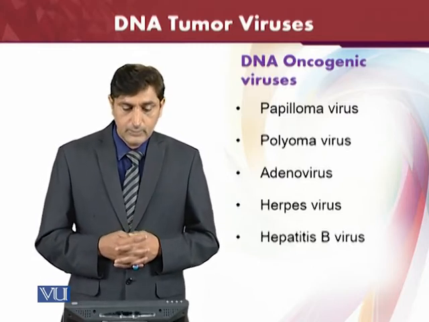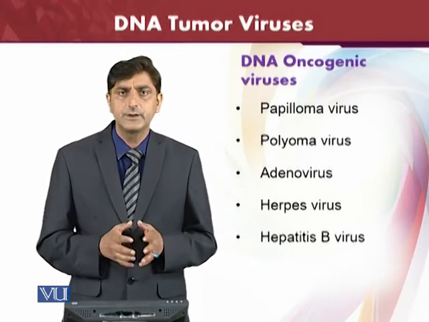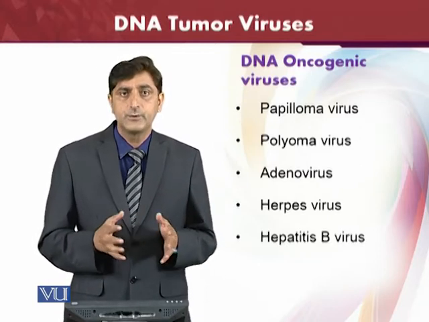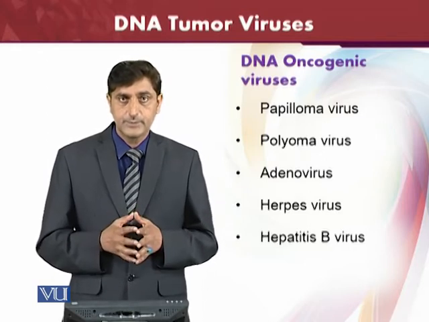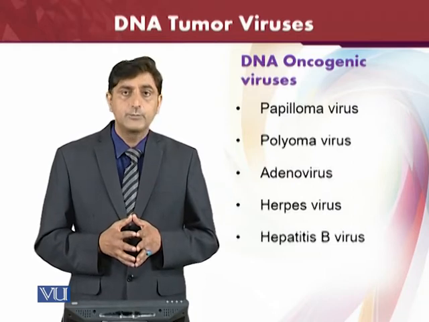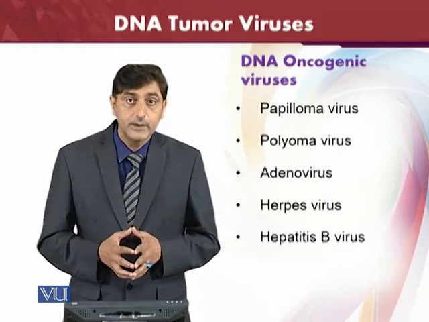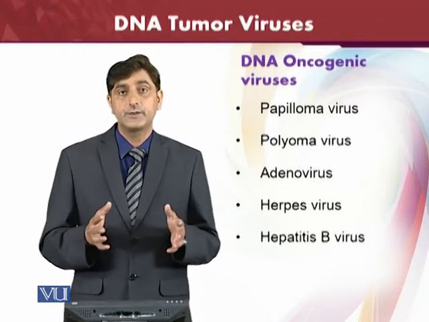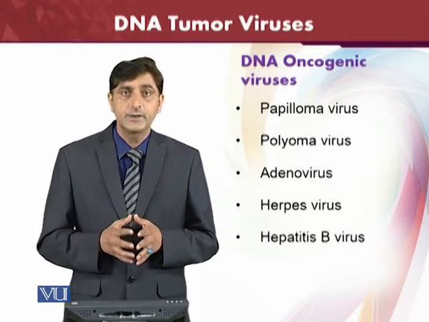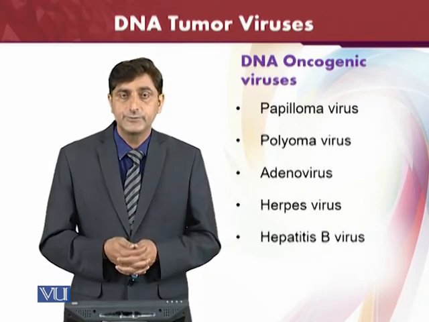So, DNA oncogenic viruses. What are the examples of the DNA oncogenic viruses? What are the species which are capable of causing cancer? They are the Papilloma virus, Polyoma virus, Adenovirus, Herpes virus and hepatitis B virus. These are five kinds of viruses which are quite capable of causing cancers after the disease inside the body.